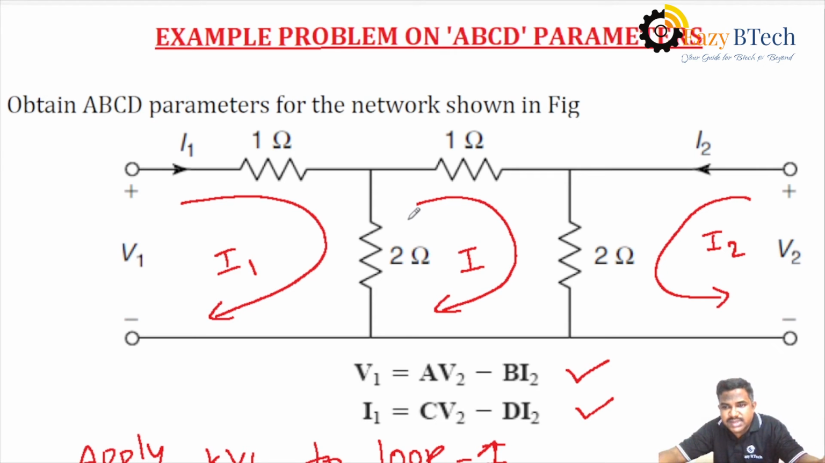Like that, you have to find. The first step is the second port is open, that is I2 is 0. In the second step, V2 value is 0. How to make the voltage 0? By short circuiting. That is, in the second step, you make the second port short circuited, then find the value of I2. Then you find the ABCD parameters according to the ratios when the V1 and V2 values are given in the network problems.